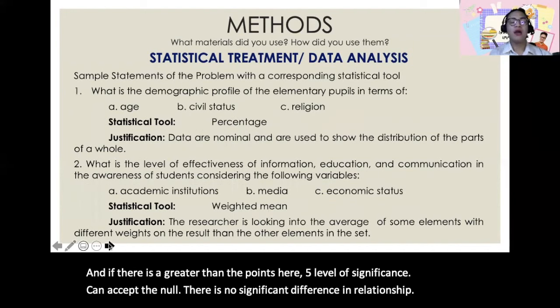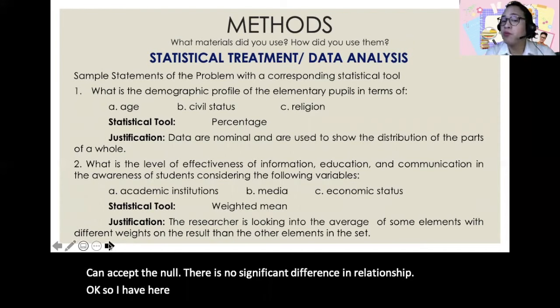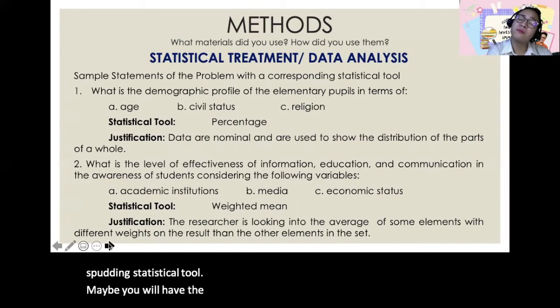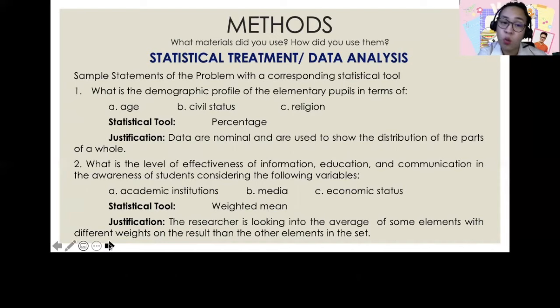So I have here sample statements of the problem with a corresponding statistical tool. Maybe you will have the same form of question or pattern of question. So this might help you decide on the kind or type of statistical tool that you will be using. Number 1, what is the demographic profile of the elementary pupils in terms of age, civil status, religion? So percentage. Justification, data are nominal and are used to show the distribution of the parts of a whole.